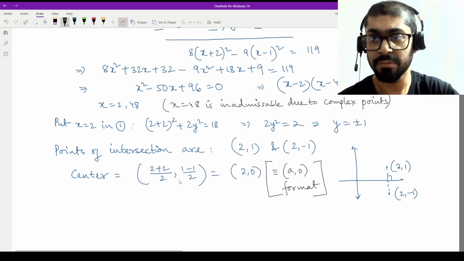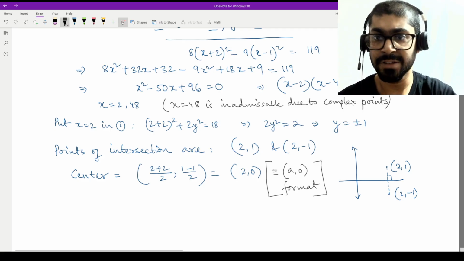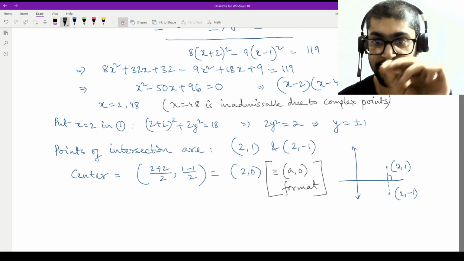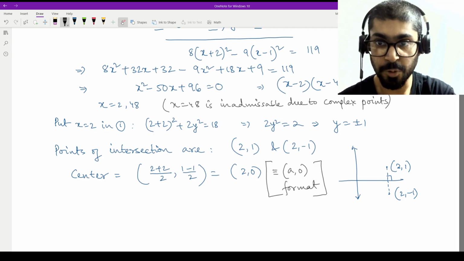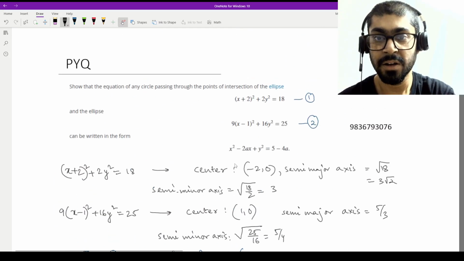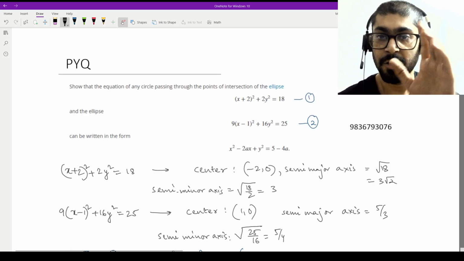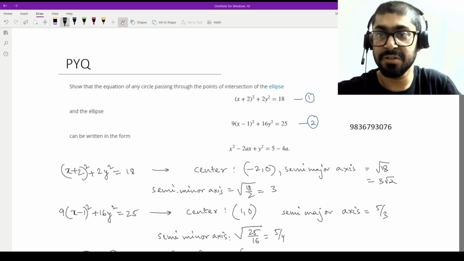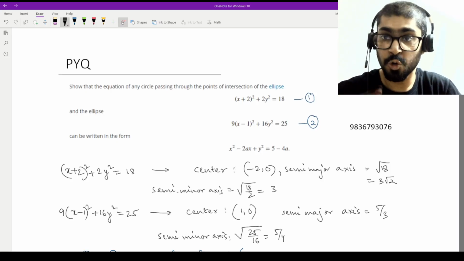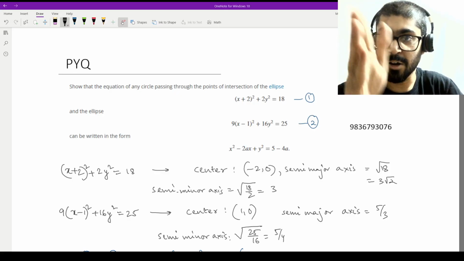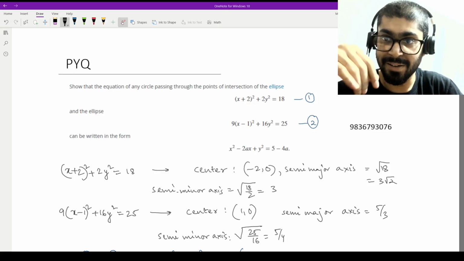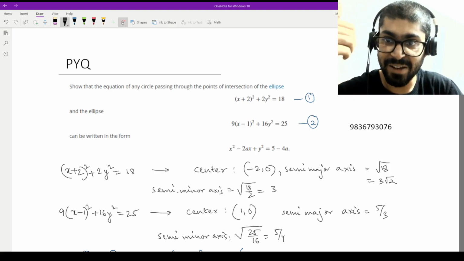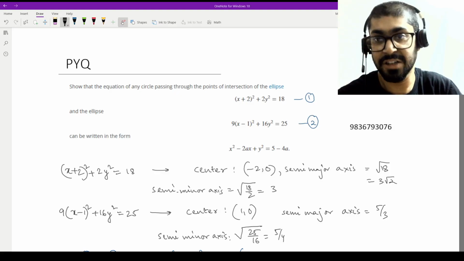Okay, before we proceed, we just need to check one thing: that these points of intersection actually satisfy both the ellipse equations. So take 2 comma 1. If we put 2 comma 1 in the first equation, I'll get 2 plus 2 whole square, which is 16, plus 1 square, which will give me 18. Fine. 2 comma minus 1 will work in the same way, because y square of minus 1 square will give me again plus 1, which is 16 plus 2 equal to 18.